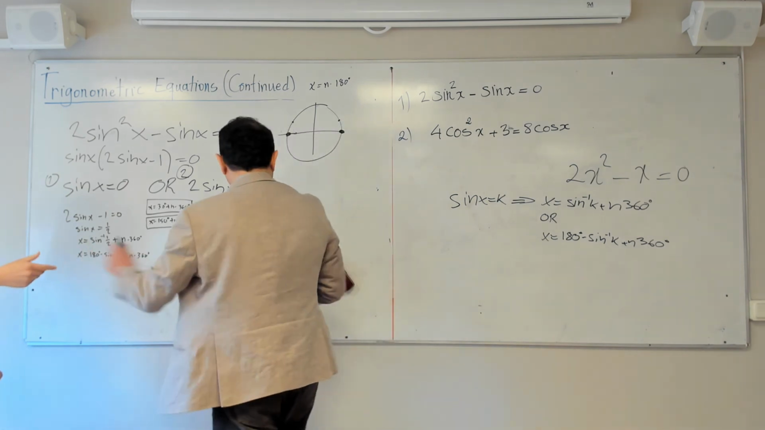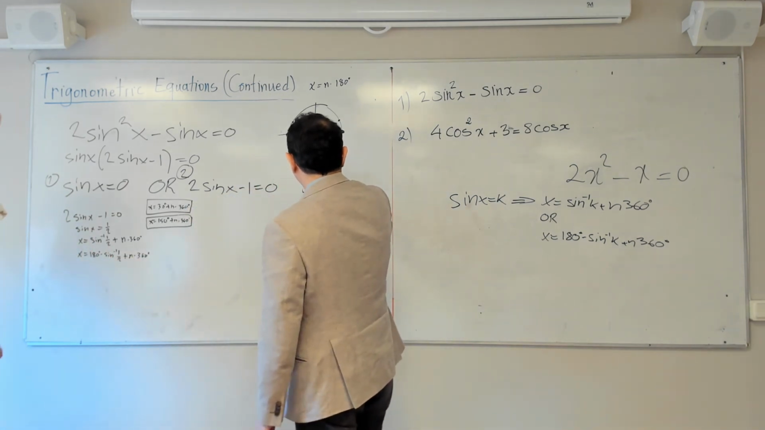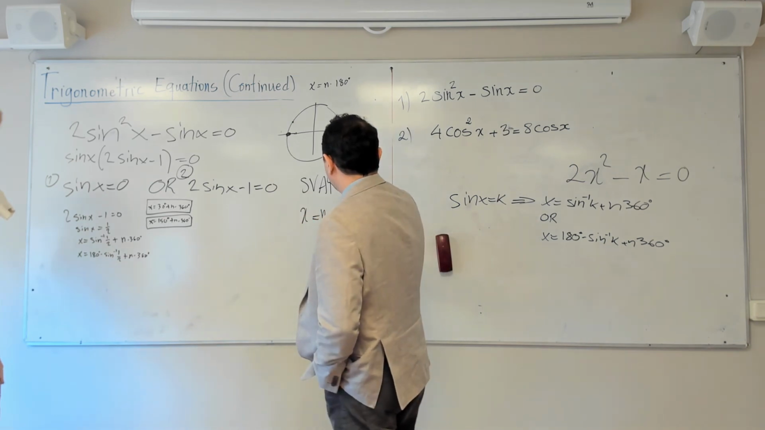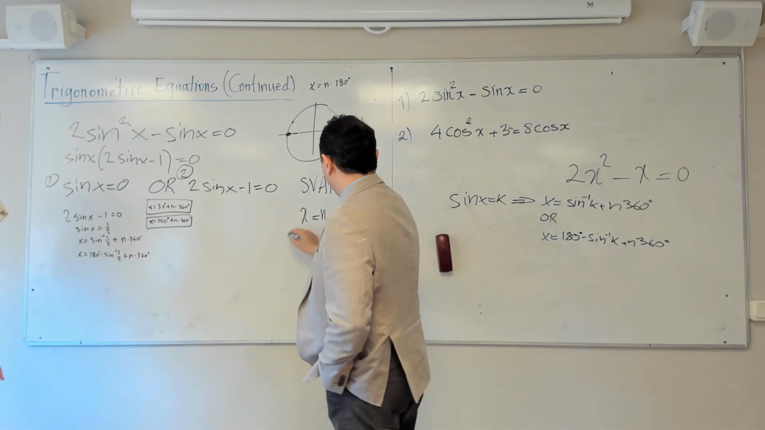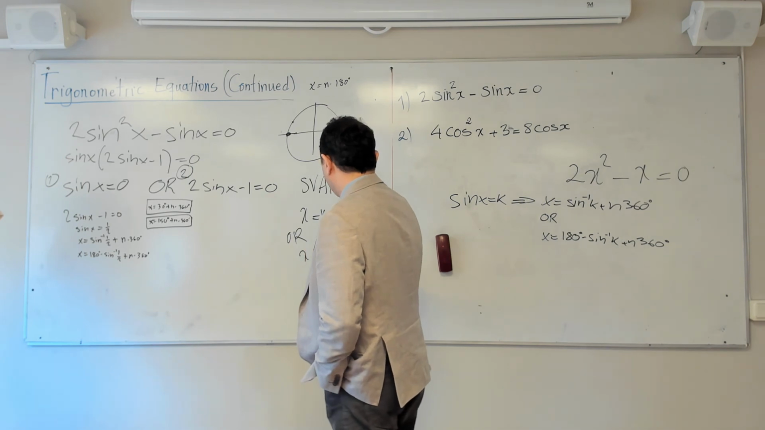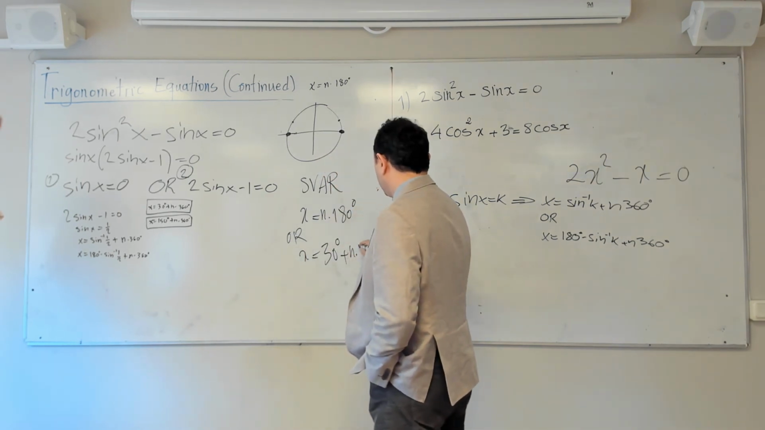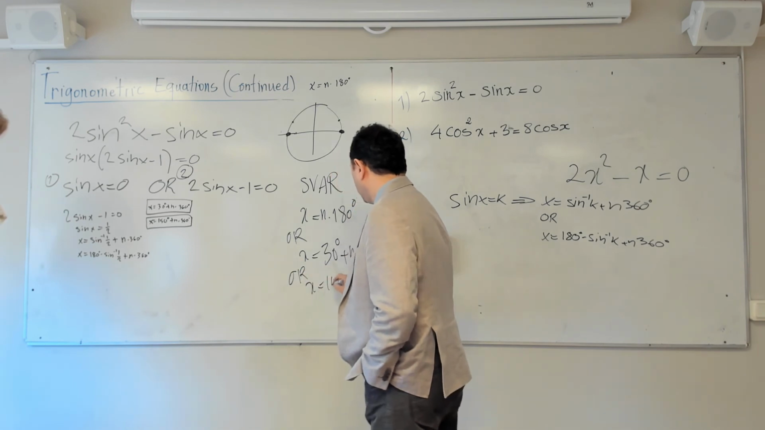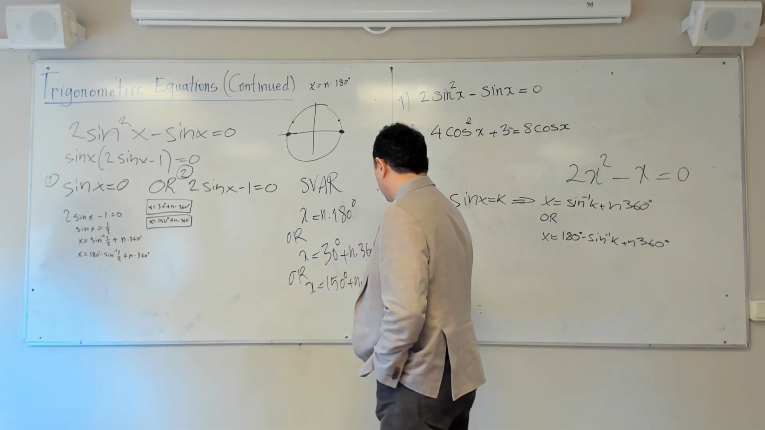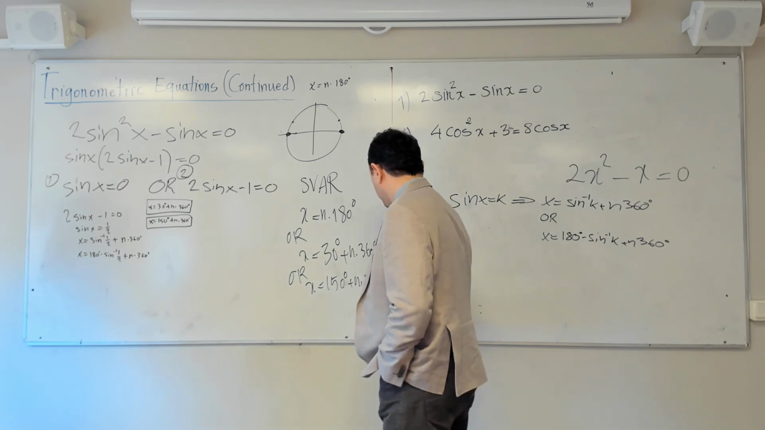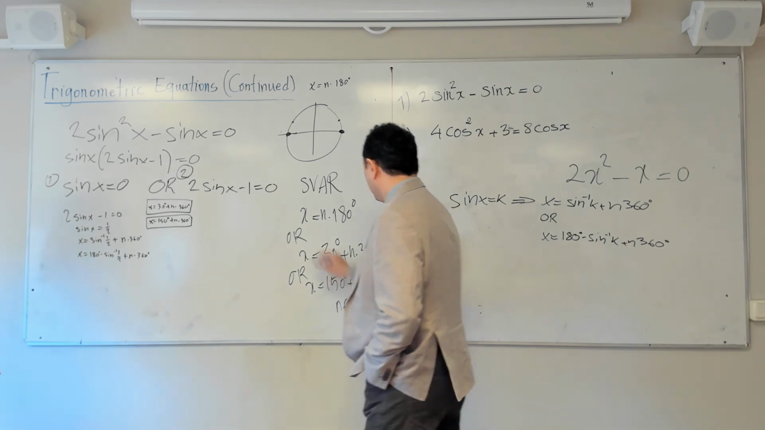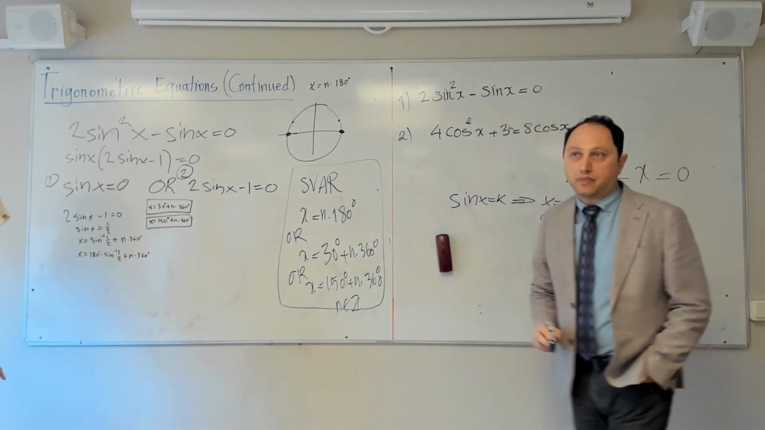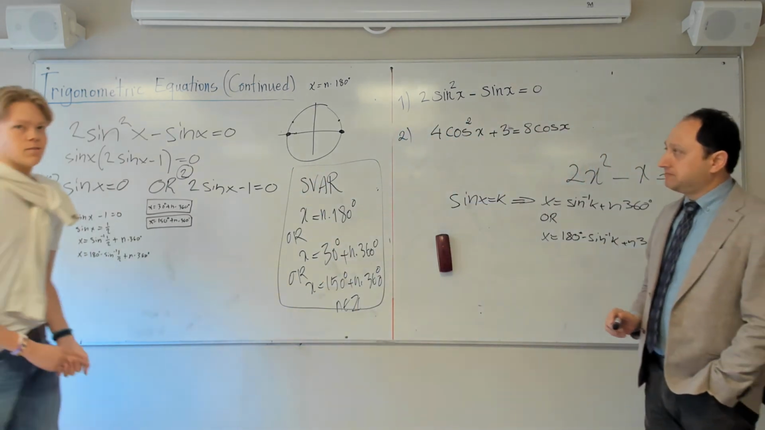So if you want to write it as a square, what you need to write at the end, which is very helpful for the teacher who's correcting, is x is equal to 30 plus n times 360 degrees, or x is equal to 150 plus n times 360 degrees. And of course, n belongs to z. So this is your answer. This is what you are supposed to generate. Yes? Thank you very much.